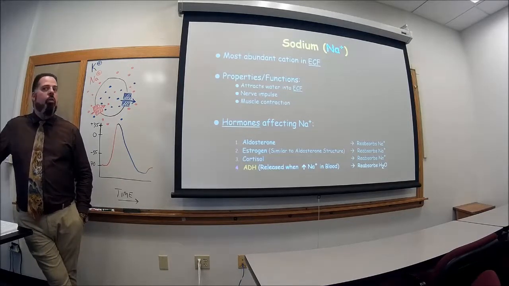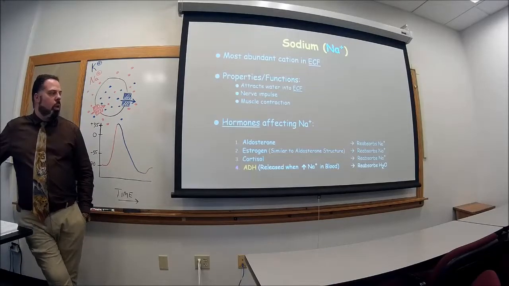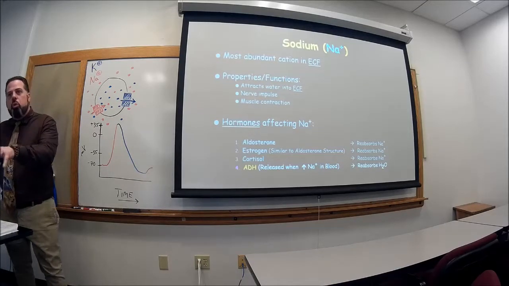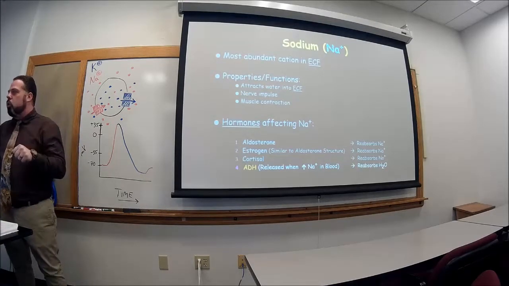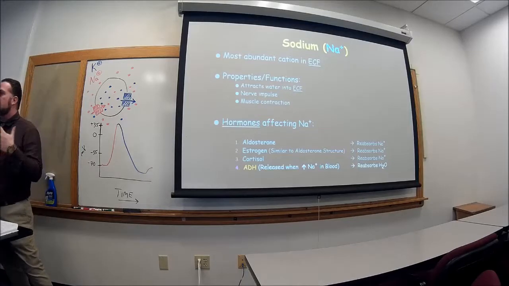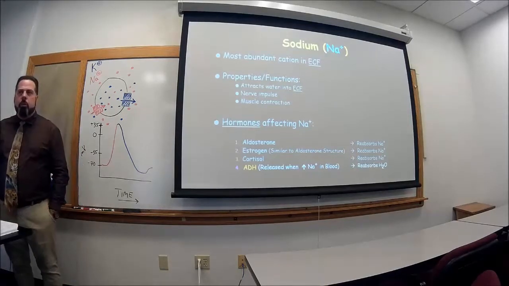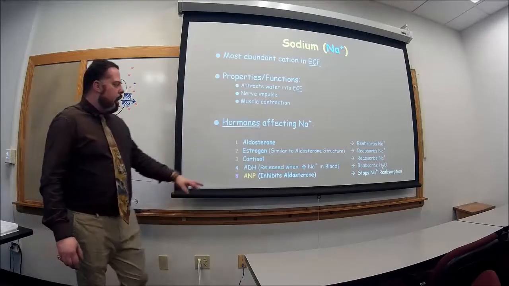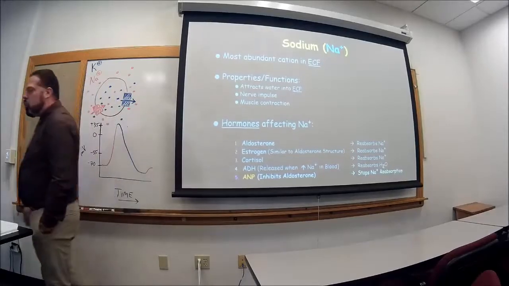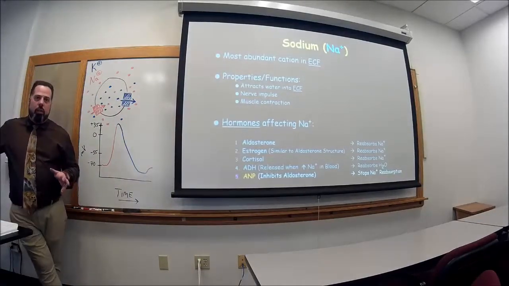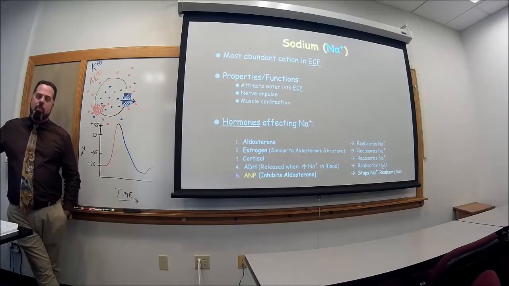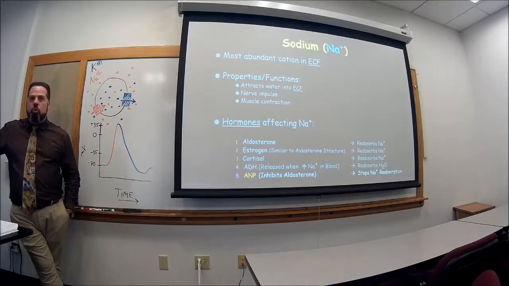ADH, antidiuretic hormone: when we have too much sodium in the bloodstream, ADH is going to reabsorb water to try and dilute that sodium in the bloodstream. Does that make sense? It doesn't increase sodium, but it's going to affect sodium or be affected by sodium to do certain things. And then atrial natriuretic peptide, also known as atrial natriuretic hormone, ANP, does the opposite of aldosterone. In fact, it targets the adrenal cortex to stop secreting aldosterone. So it's going to stop sodium reabsorption.